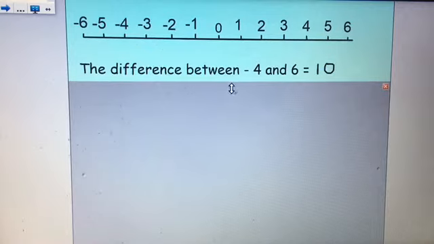When you get these questions, which ask for the difference, sometimes I've noticed children are tempted just to put a minus in there, which you don't do, because it is just asking you what the difference is between the two. It's not a minus number.